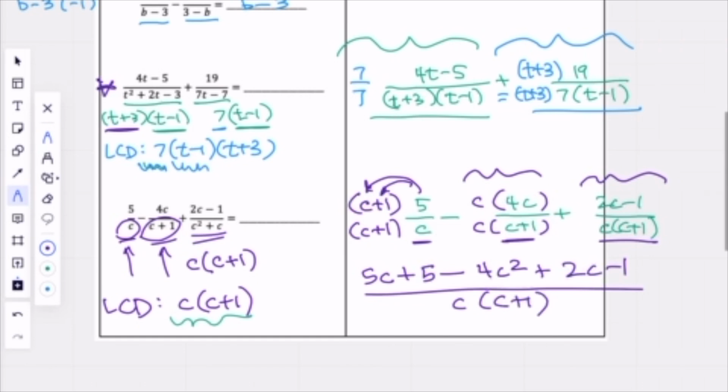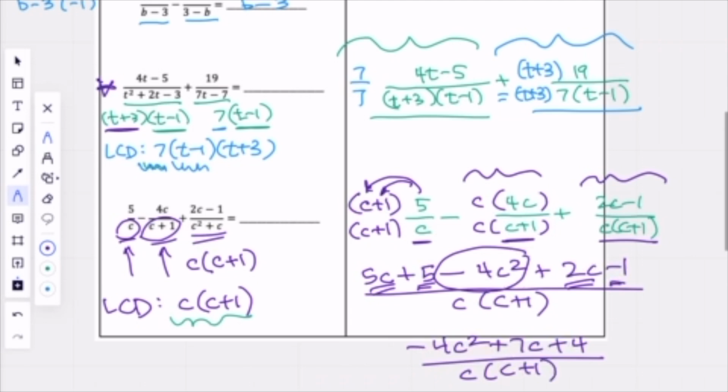Let's take that numerator and combine some like terms. We have negative 4c squared here. Let's combine the c terms, which is going to be plus 7c. And then let's combine the 5 and the negative 1. We'll have a positive 4. And that's all over c times c plus 1. And that is all she wrote for that one.